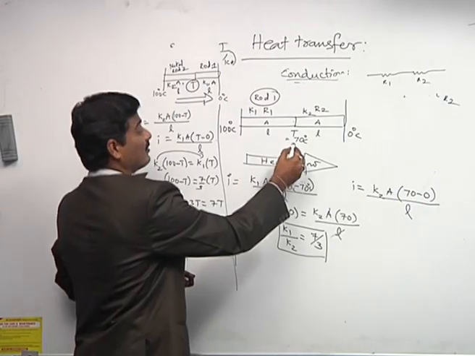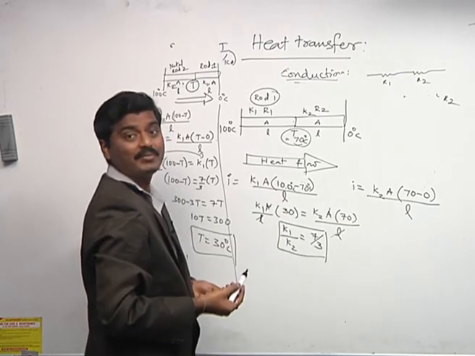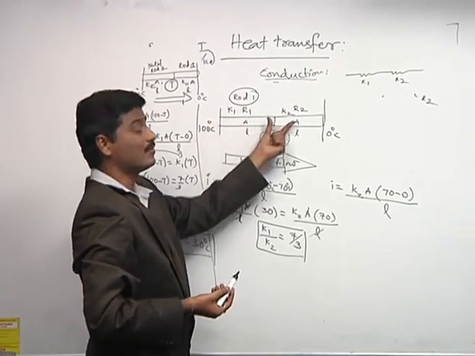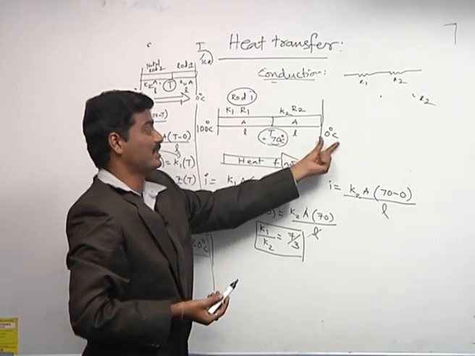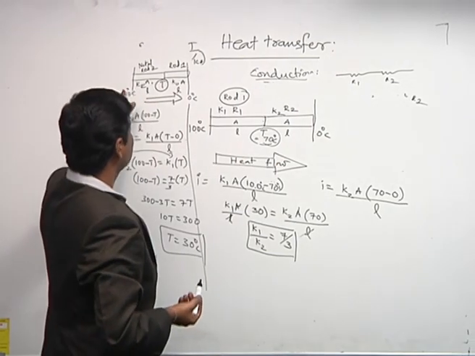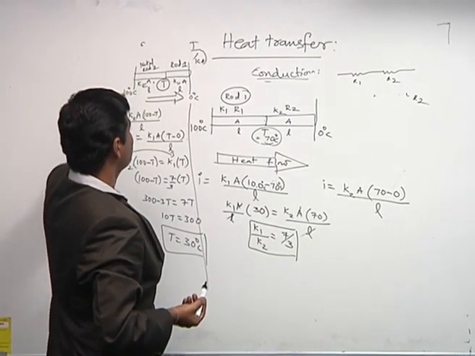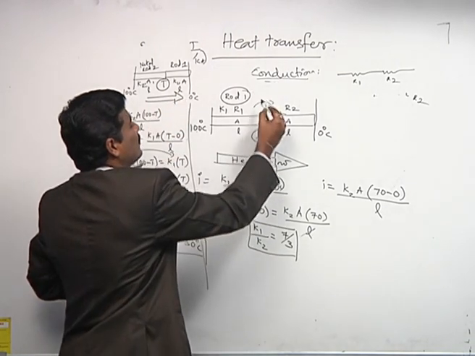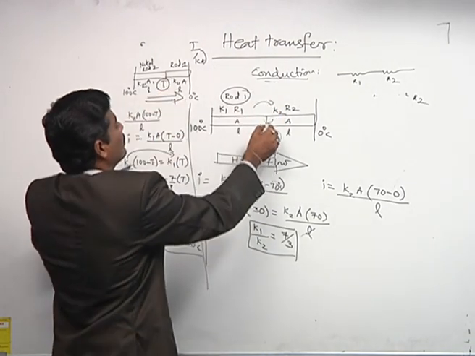Whereas in the first configuration we are getting the junction temperature as 70 degrees centigrade, although the combination of the rods are maintained at the same temperatures. One is maintained at 100 degrees centigrade, the other at 0 degrees centigrade. Here also the same metal rod combination is maintained at 100 and 0, but interchanged: rod 1 is connected to this side, rod 2 connected to this side.